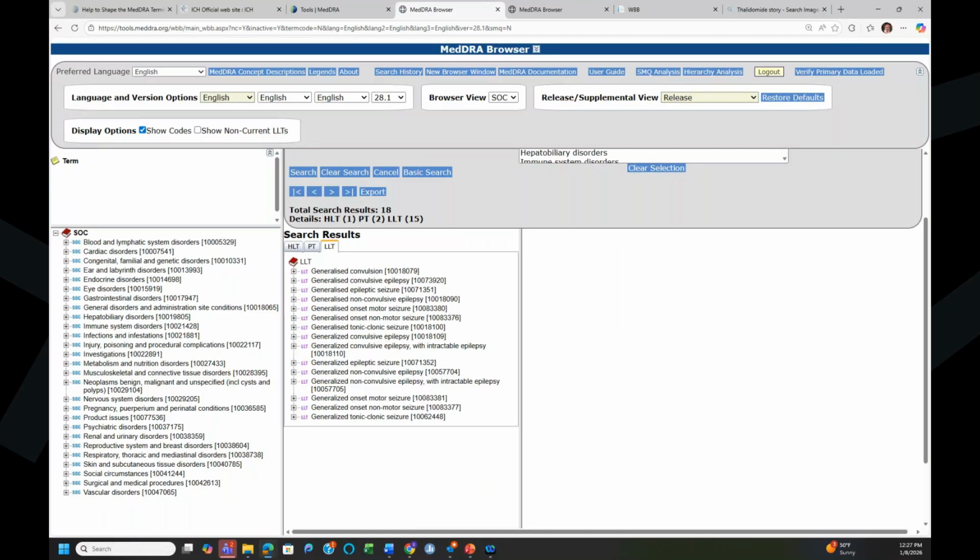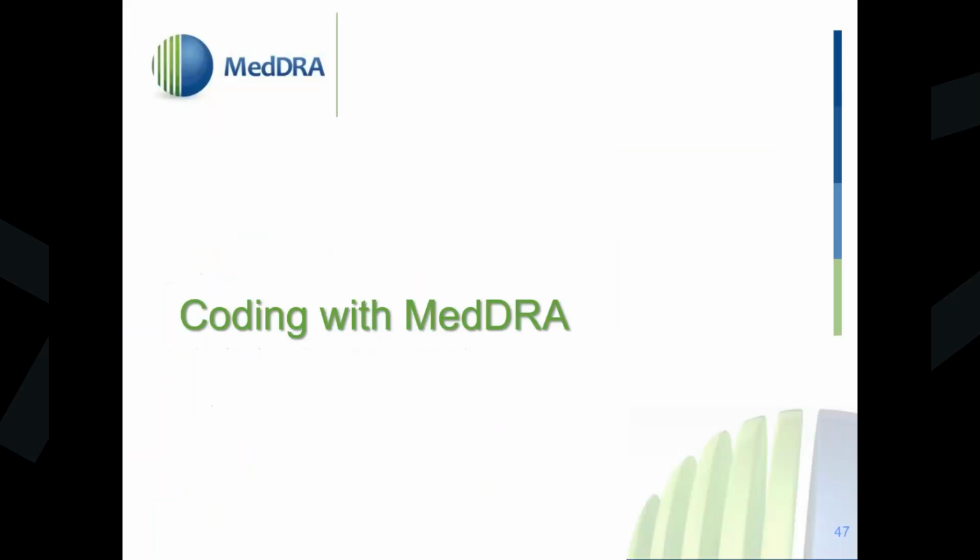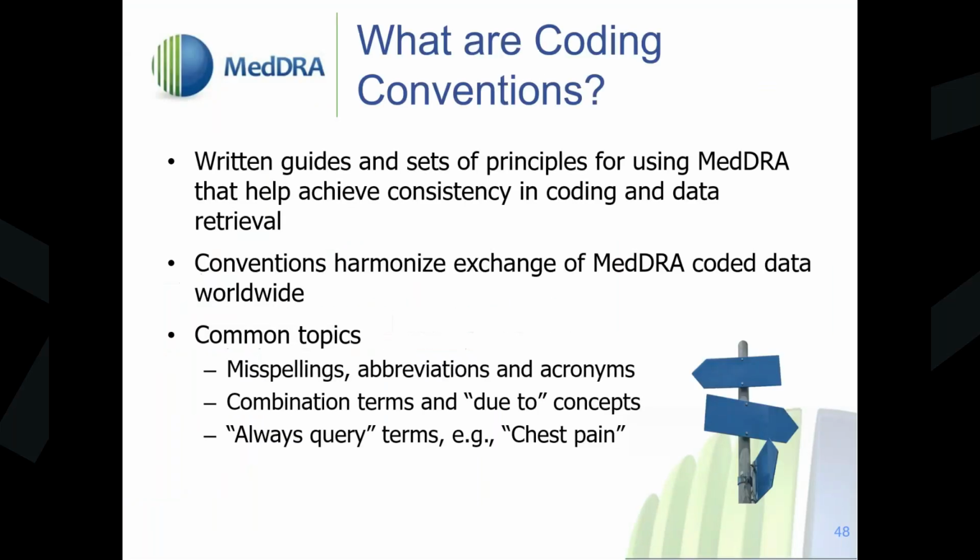All right, let's talk about the next part of our presentation, which is coding conventions. Coding conventions are written guidelines. They are principles for using MedDRA that will help you be consistent, because consistency is always key in good quality data output. The conventions will aim to harmonize how the MedDRA exchange data becomes standardized worldwide. And conventions will help you address common questions that coders may have, like how do you address if a term is misspelled, or if you receive abbreviations or acronyms?